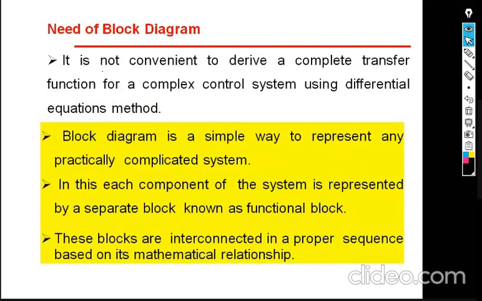Now all of you, I am saying that you just read out this one. It is not convenient. I am not saying it is not possible. It is not convenient to derive the transfer function for the complex control system, which means it consists of n number of elements, using the differential equation method. That is the first method.